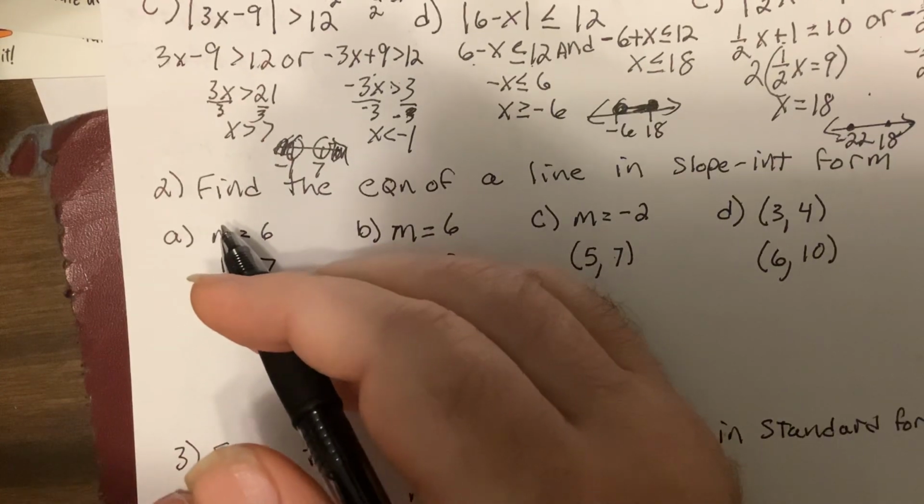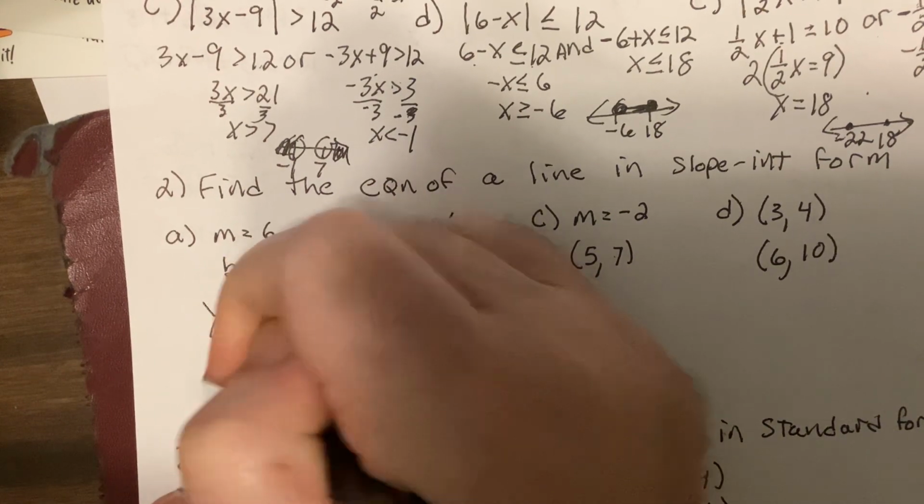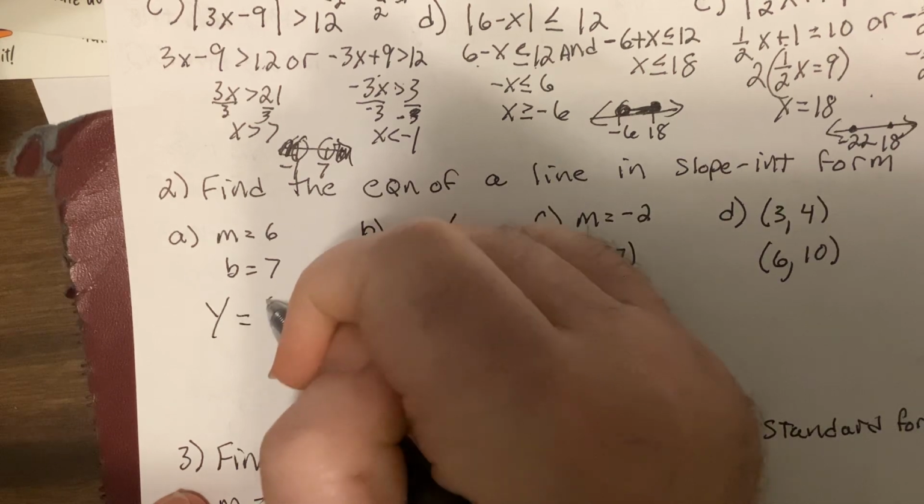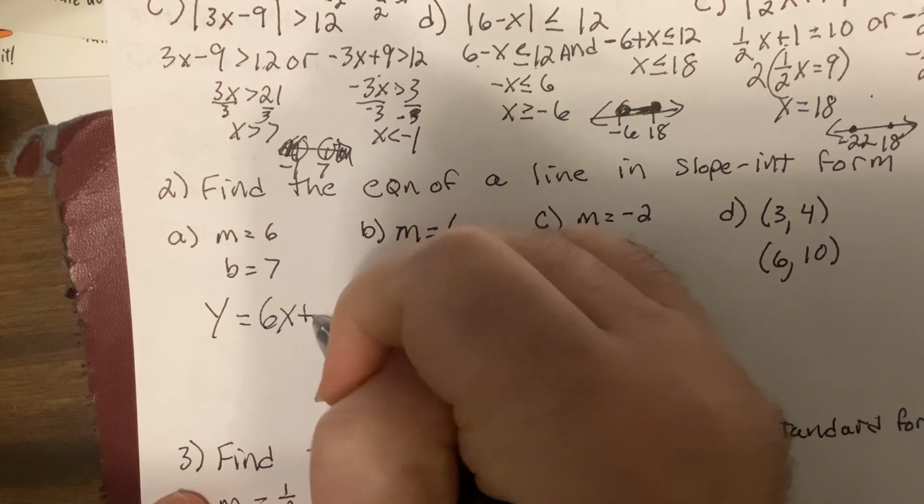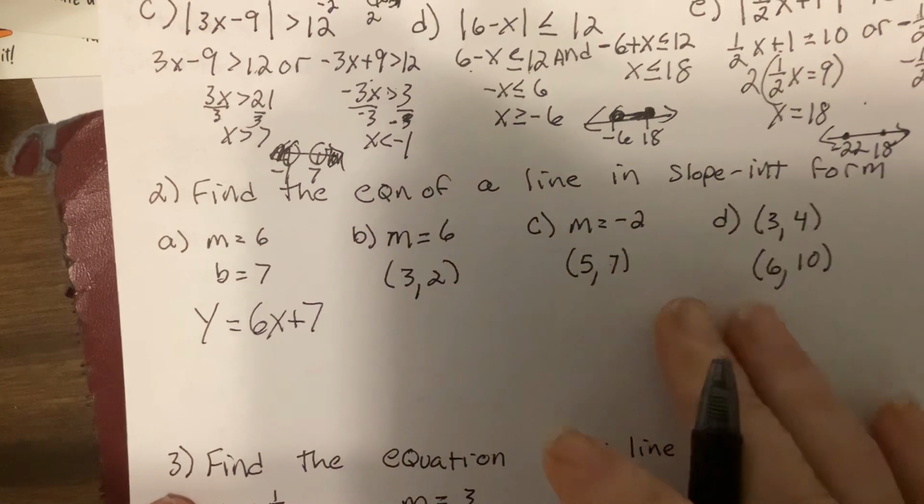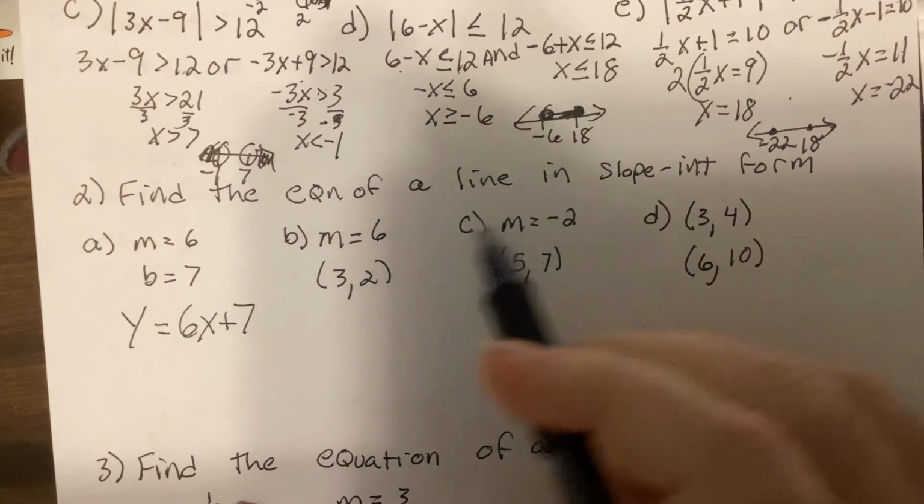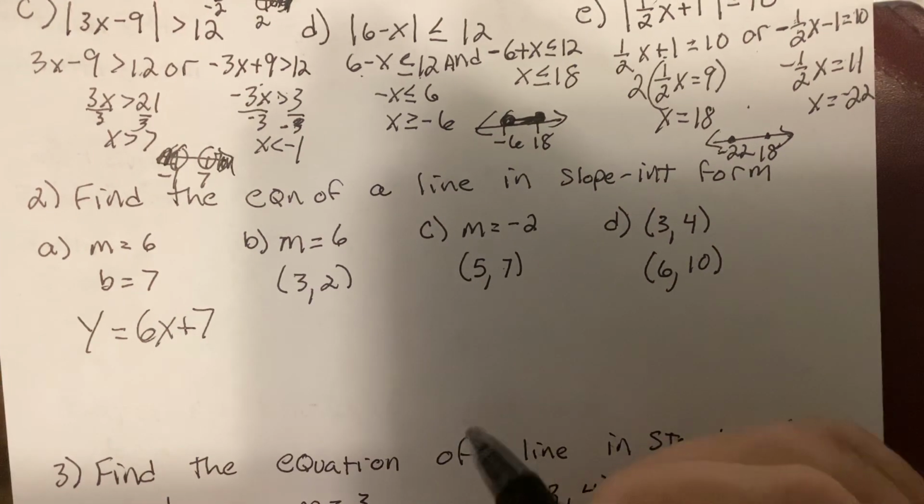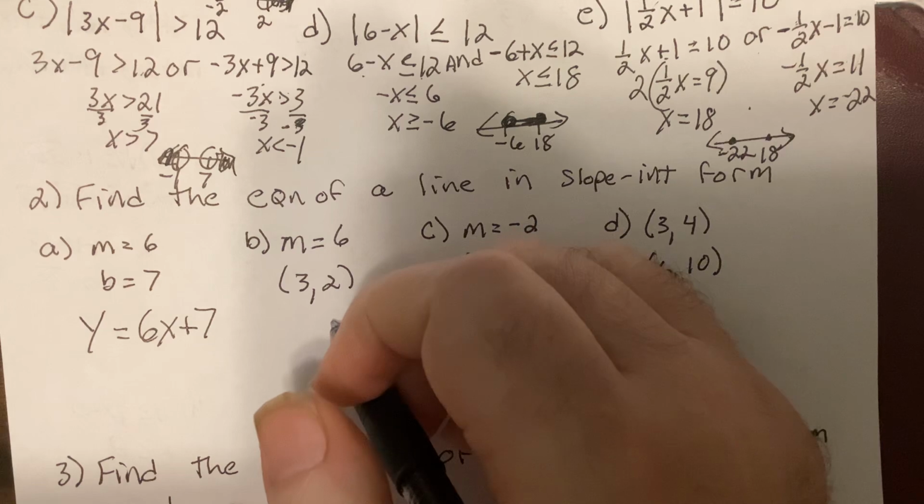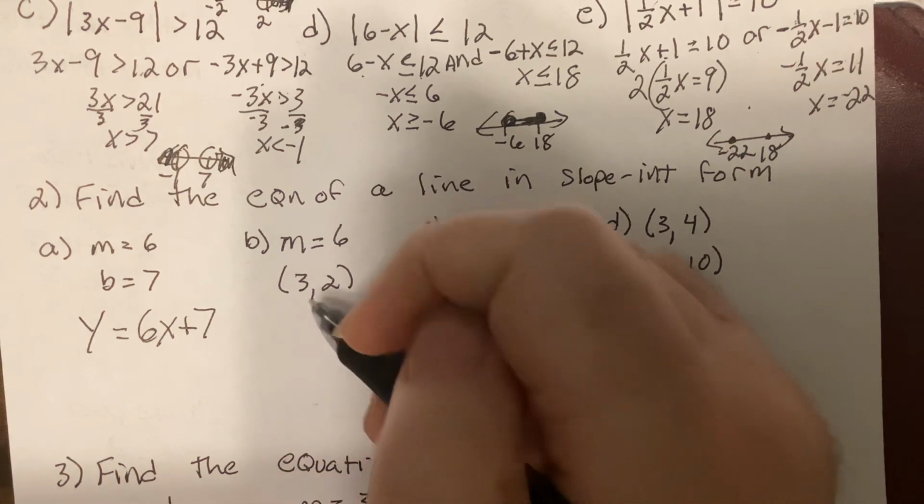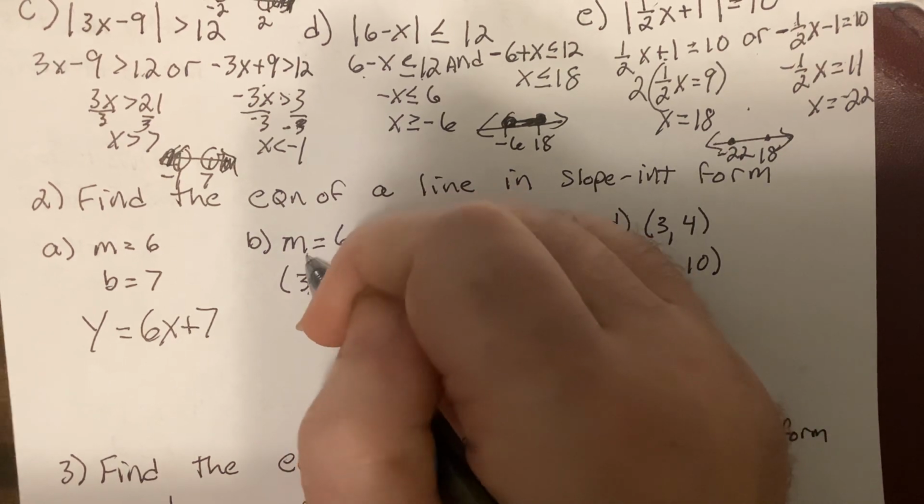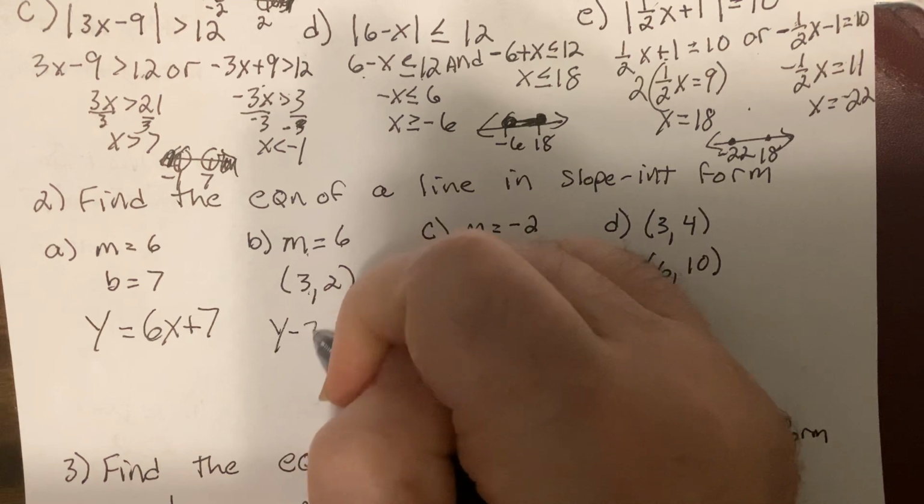Okay, whenever you're given a slope and y-intercept, use slope-intercept. mx plus b. b is 7. And we want it in slope-intercept form, so we're done. Hey, that was easy, Mr. Murphy. Oh, my goodness. So this one, you have a point and a slope, so we're going to use point-slope.